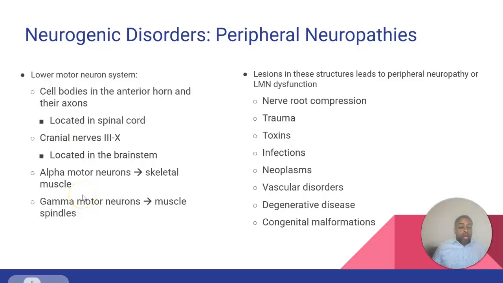From prior lectures, we understand that the upper motor neurons are nerves that are within the brain and the spinal cord, the central nervous system, right? And lower motor neurons are those nerves that are within the peripheral nervous system. So essentially, upper motor neurons come from the brain, extend and descend down to the spinal cord, and then the lower motor neurons connect to those upper motor neurons and then extend out of the spinal cord to the rest of the body. So peripheral neuropathies or peripheral nerve injuries are those injuries that affect the lower motor neurons.